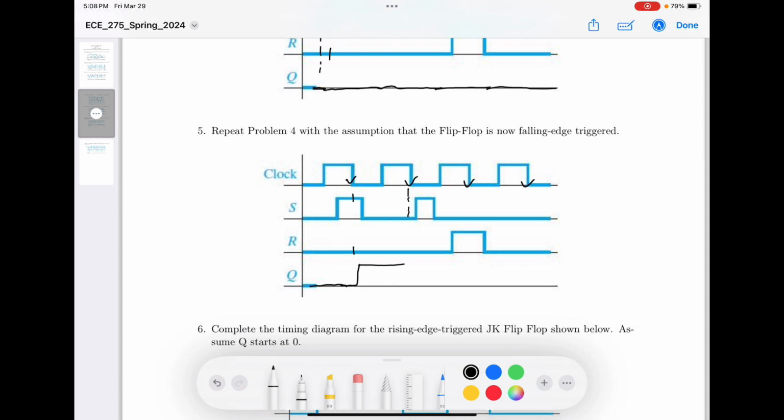At the next falling edge, S is 0, R is 0. So we continue to hold the value of Q. At the next falling edge, S is 0, R is 1. So after a slight delay, it's going to get reset. Therefore, Q goes to 0. At the next falling edge, S is 0, R is 0. So we continue to hold the value of Q. This is how a SR flip-flop works.